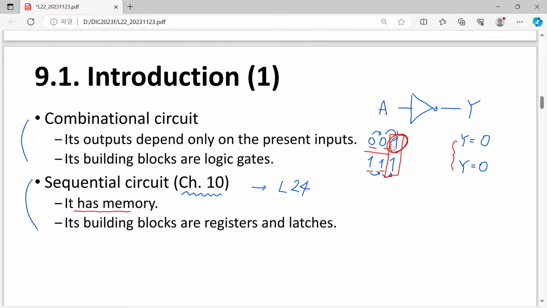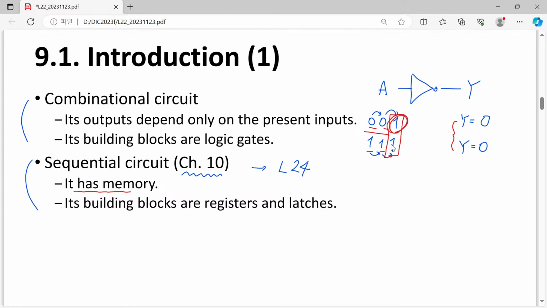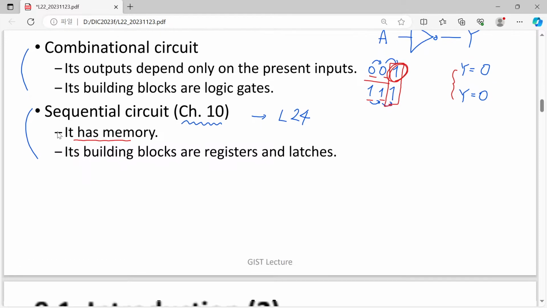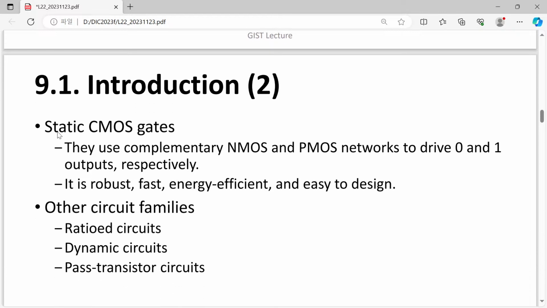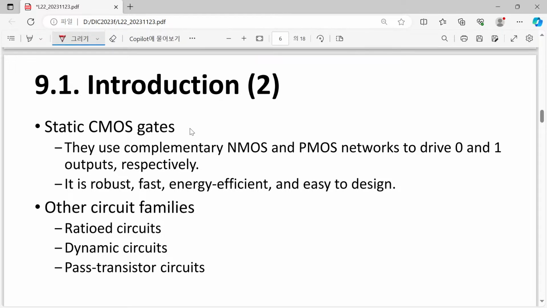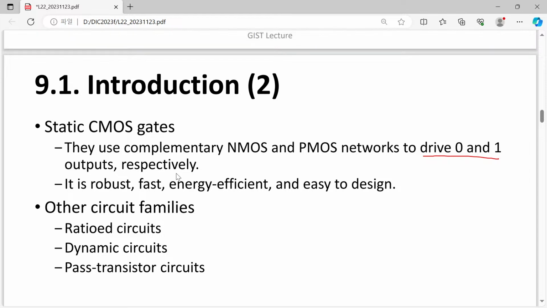For this lecture and the next lecture, we will keep considering combinational circuits. As far as combinational circuits are concerned, how can we implement this circuit category? The basic way is static CMOS, which uses CMOS to drive 0 and 1 outputs respectively. This is the one we have studied up to now, so nothing new.